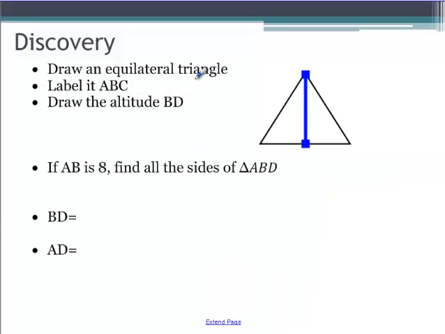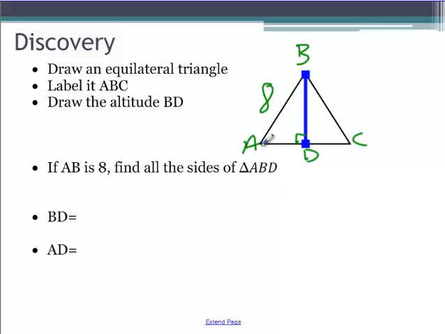So start by drawing an equilateral triangle. Label that triangle ABC. So let's label this one ABC. And then draw an altitude and call that BD. Now remember, an altitude forms a right angle, so we do have two right triangles here.